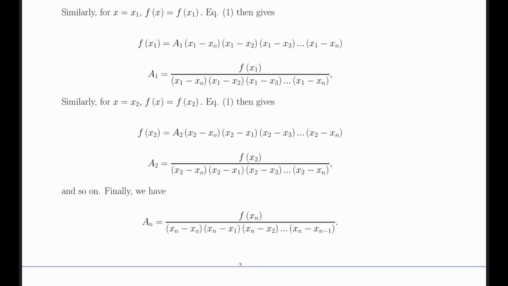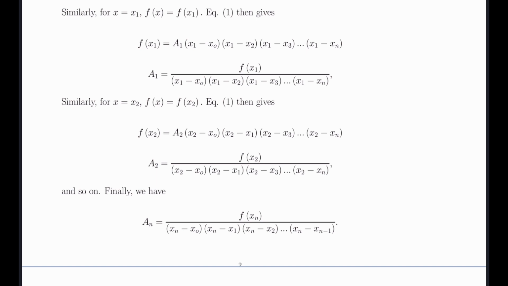Similarly, if you put x equal to x1, then fx becomes fx1. Equation 1 then becomes fx1 is a1, x1 minus x0, x1 minus x2, x1 minus x3 up to x1 minus xn. All the other terms will be 0. So we have the value of a1 as fx1 upon x1 minus x0, x1 minus x2, x1 minus x3 up to x1 minus xn.